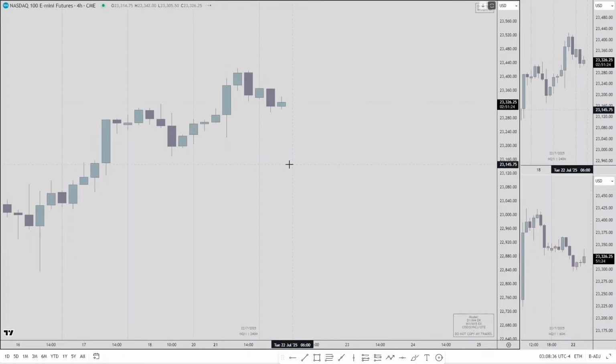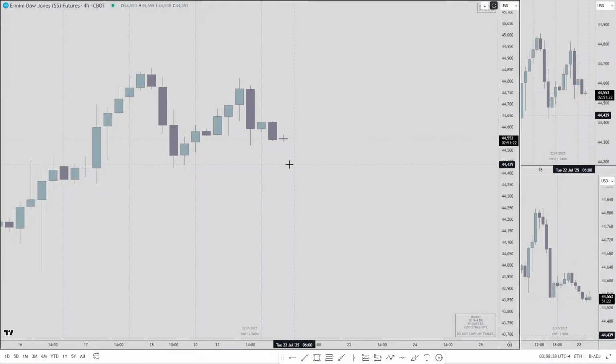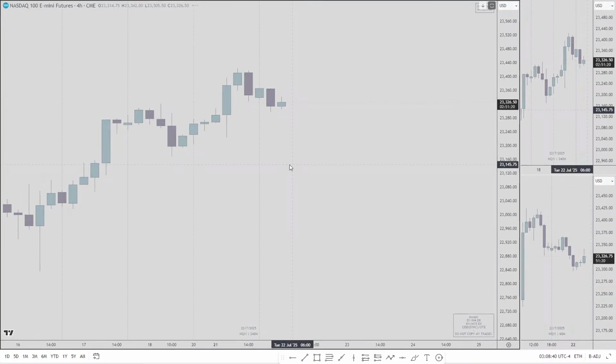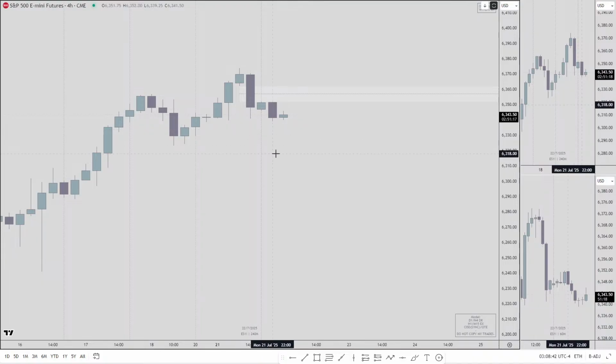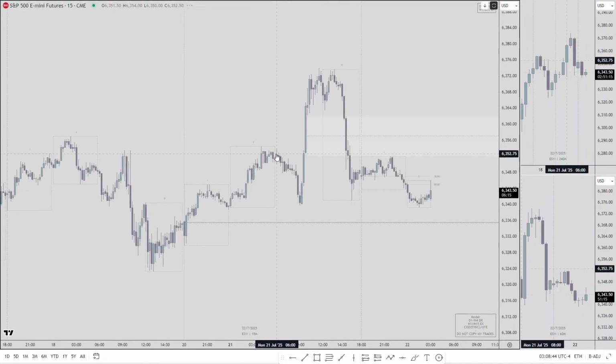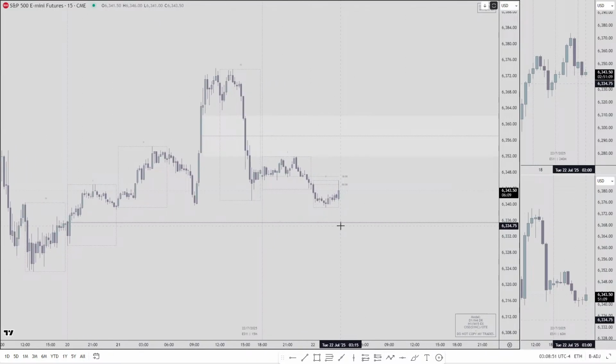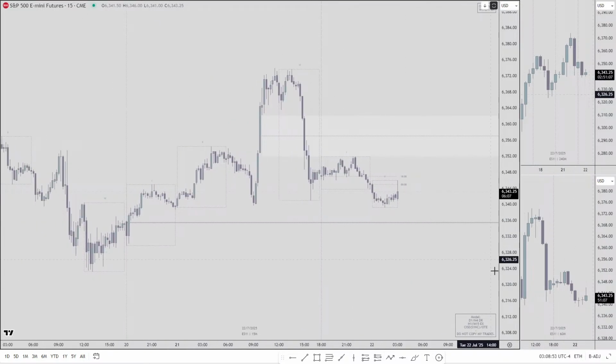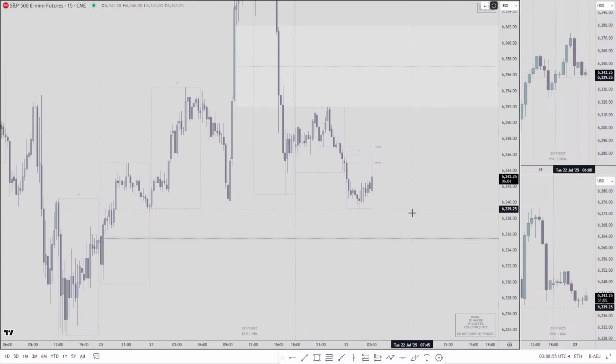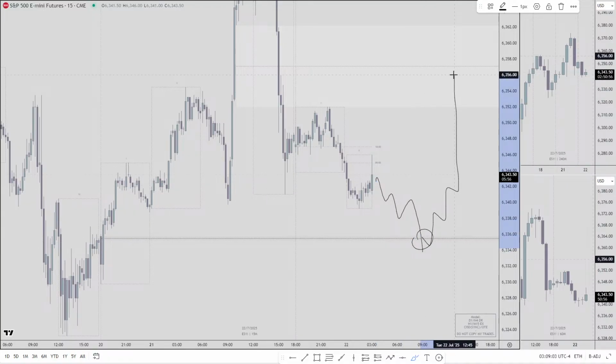I will only trust the long setup if ES can trade into its new week opening gap first, which means down here. This shaded area is the current new week opening gap. So I'm interested to see price do something like this first, and then show me that it wants to move higher, then I'll take this long.